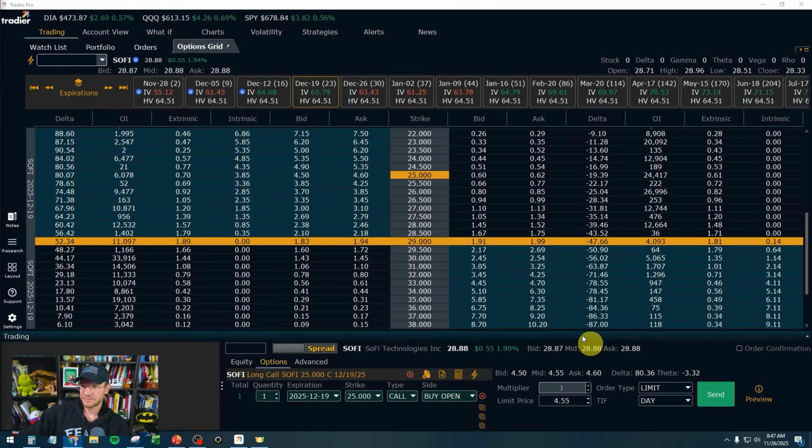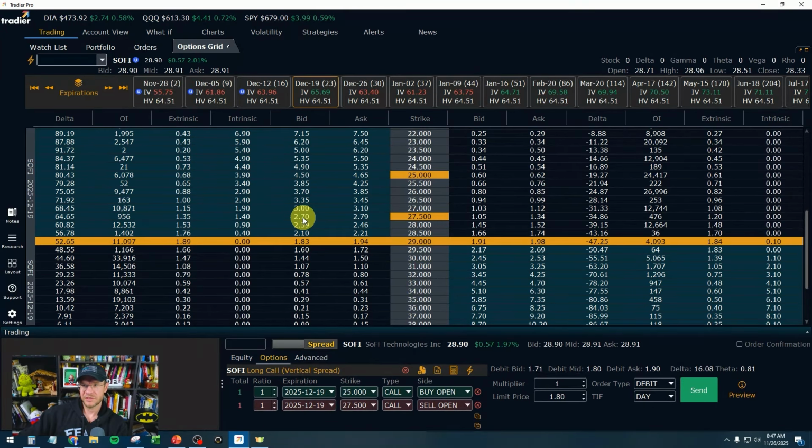This is great. But you know what? I really don't want to spend $4.60 on it. Let's cap how much we have to pay. Let's sell the 27.5 against it. Okay, cool. So now my debit in the trade is $1.95. Now you're gonna love this. The debit in the trade is $1.95. That's the max I can lose in the trade. It was $4.65. Now it's $1.95.